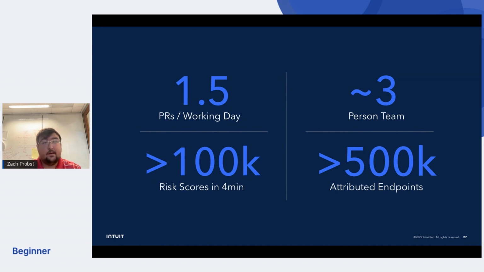Intuit's also a very big company. It has a huge presence out on the internet. It has a very large attack surface. And we're able to attribute over 500,000 different DNS endpoints or host names to the owners, to the code, to the vulnerabilities that may or may not be associated with any given endpoint. And we're able to do it in milliseconds.